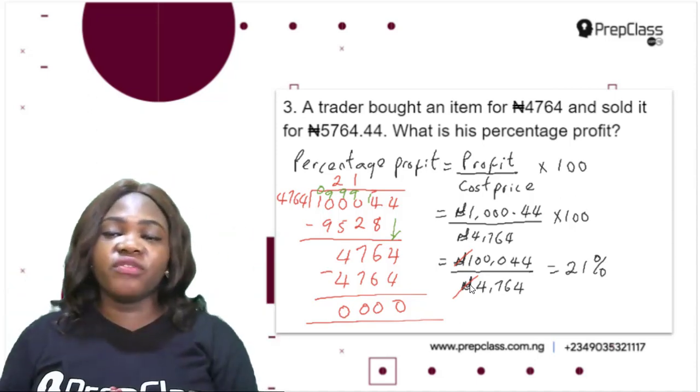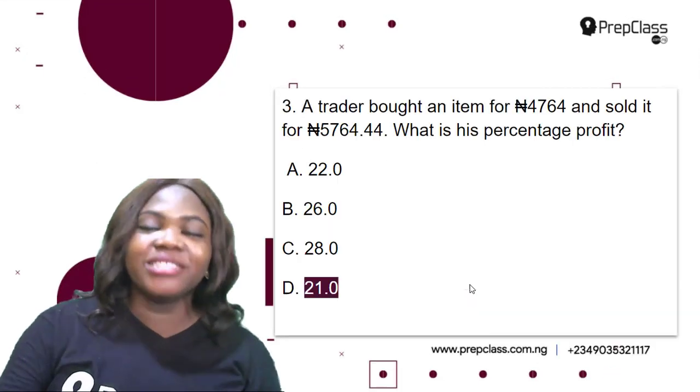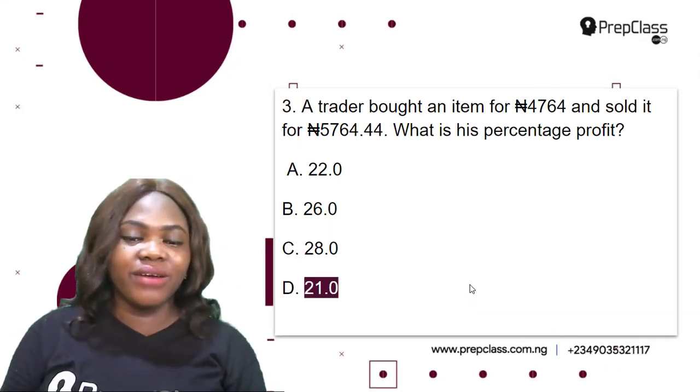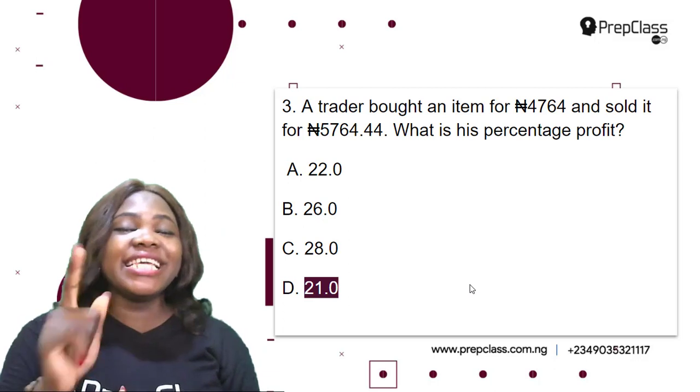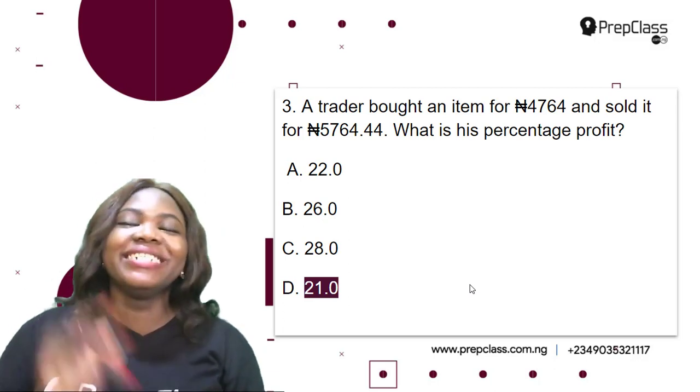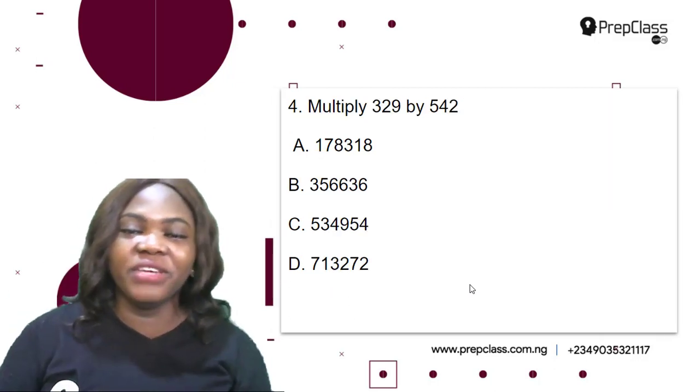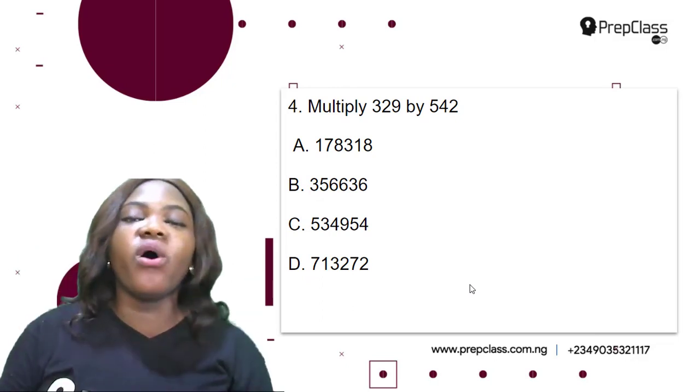So this trader's profit is 21%. So which of the following options is correct? Of course, the correct option is D, 21.0. That is his percentage profit. Now, moving on to question 4.